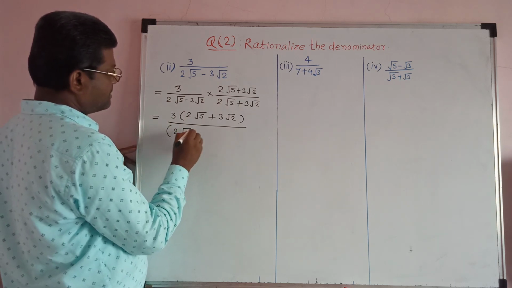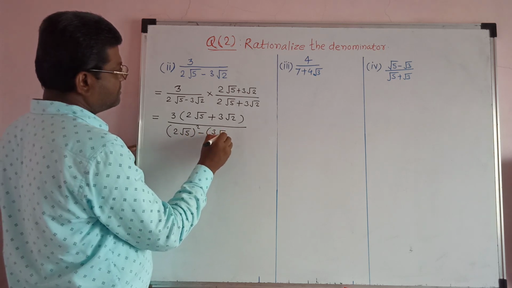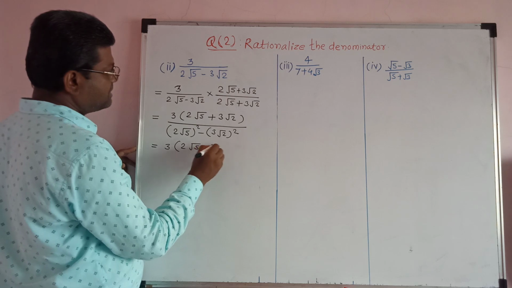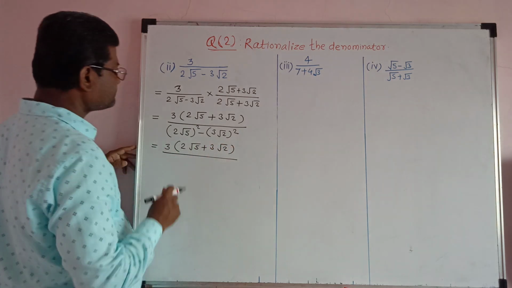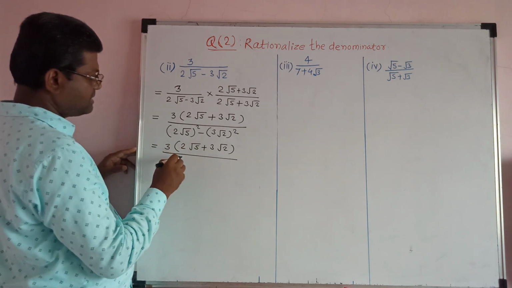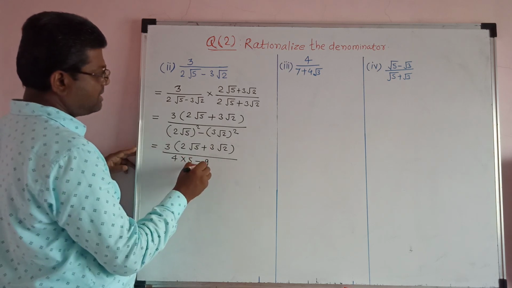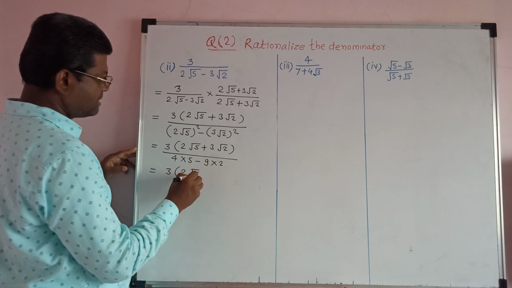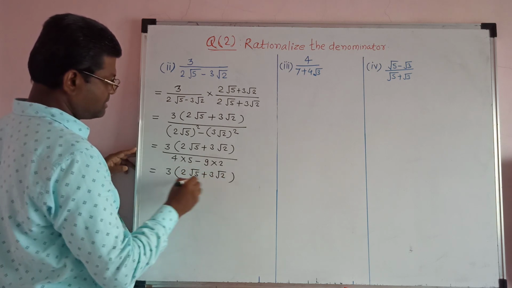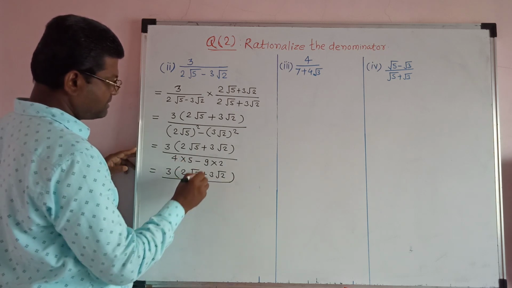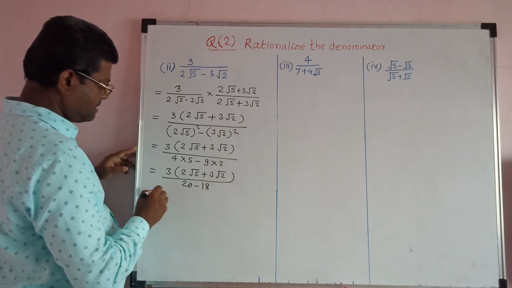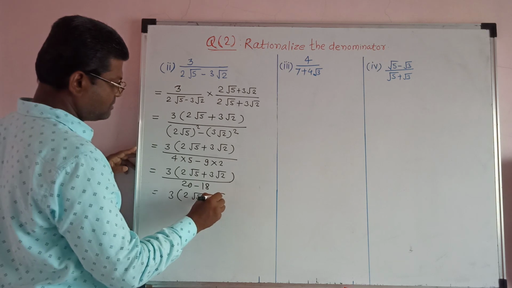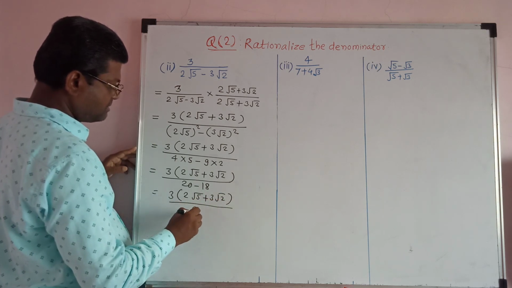So (2√5)² − (3√2)² is equal to 3(2√5 + 3√2) divided by 2 squared is 4, and √5 squared is 5, minus 3 squared is 9 and √2 squared is 2. It is equal to 3(2√5 + 3√2) upon 4 into 5, 20, minus 2 into 9, 18, which is equal to 3(2√5 + 3√2) divided by 20 minus 18 is 2 here.